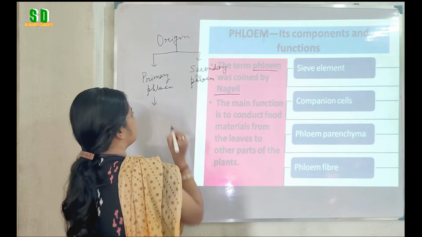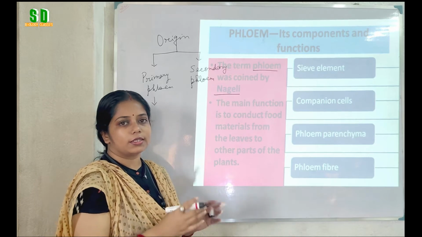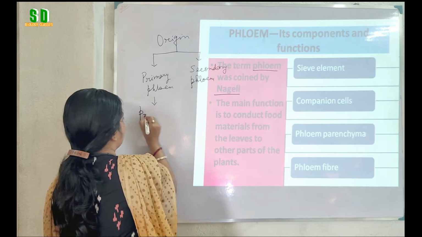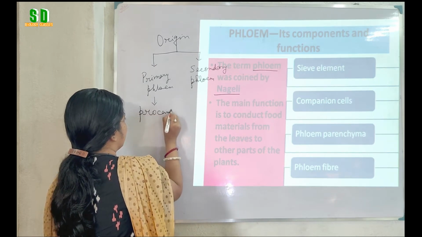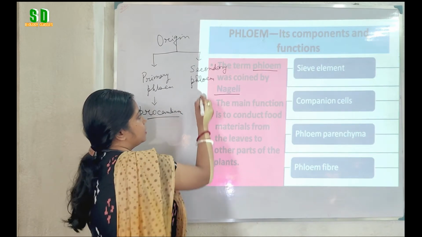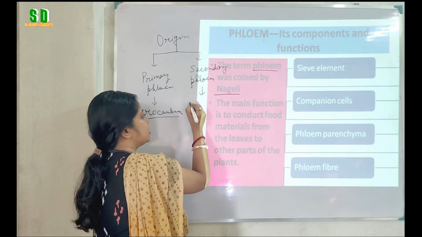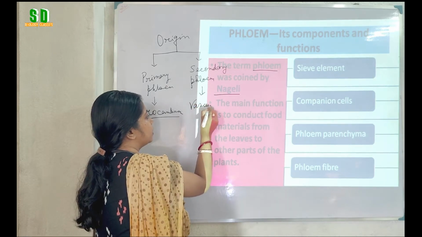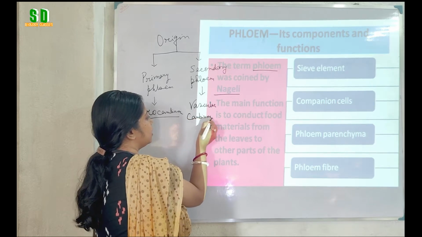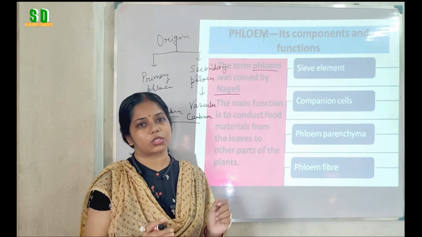So, what is primary phloem? The phloem that is formed during the seedling stage or during the primary growth of the plant from the procambium is known as the primary phloem. And the secondary phloem, we mainly see during the secondary growth of the plant, and it is developed from the vascular cambium. So these are the two types of phloem tissue on the basis of origin.